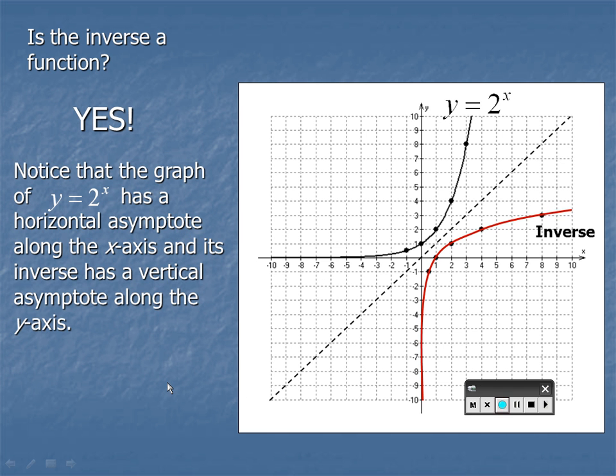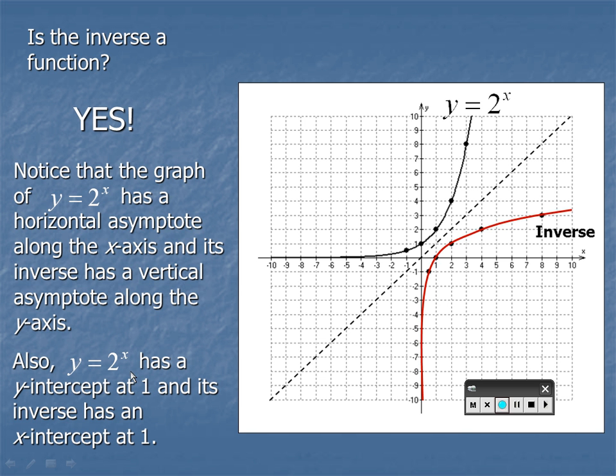Okay, continuing on. Notice that y equals 2 to the x has a y-intercept at 1, right there, and its inverse has an x-intercept at 1. Well, that just came from (0, 1) becoming (1, 0), that quickly.